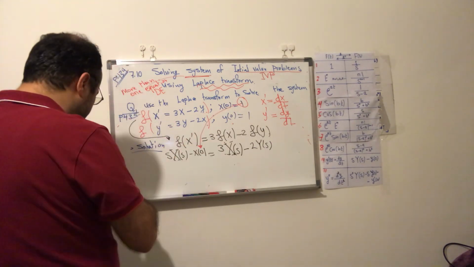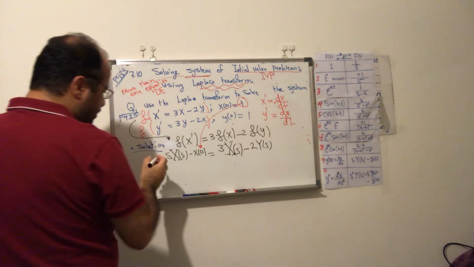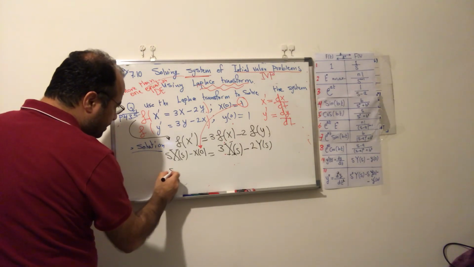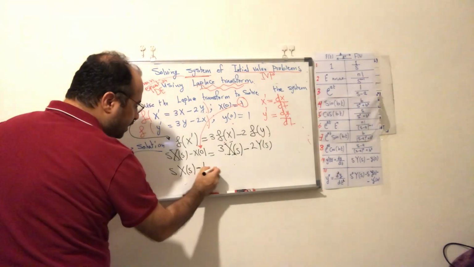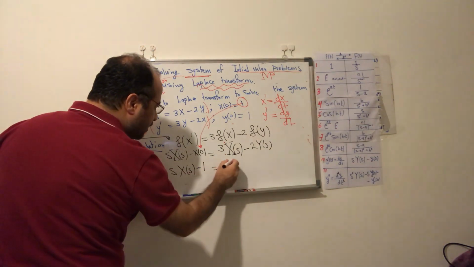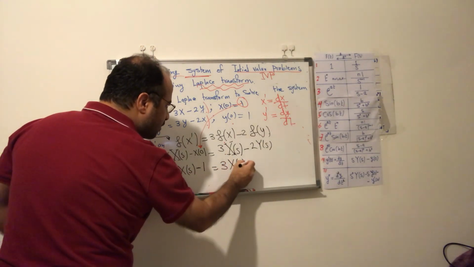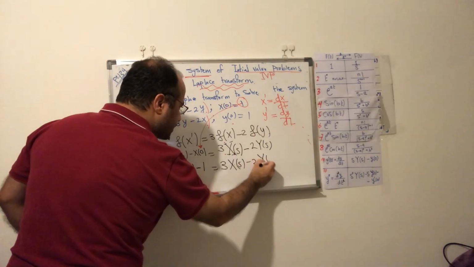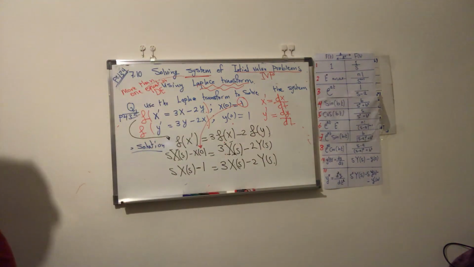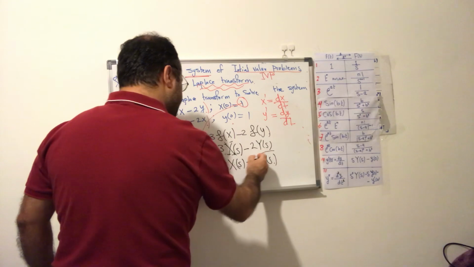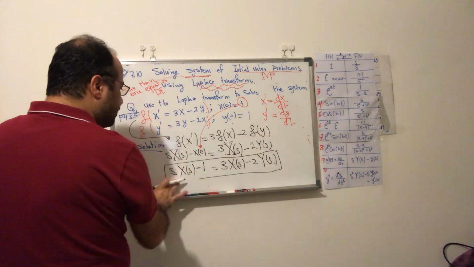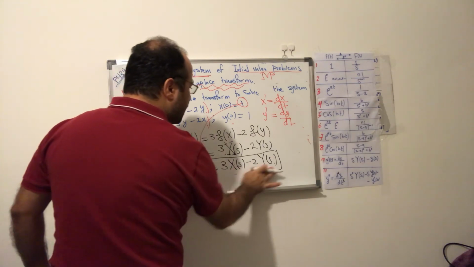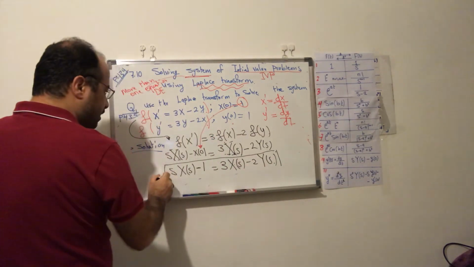And the first equation, the equation of x, will be s X of s minus 1 equal to 3X of s minus 2Y of s. This is the first equation. This is the first algebraic equation. I will maybe make it nicer.